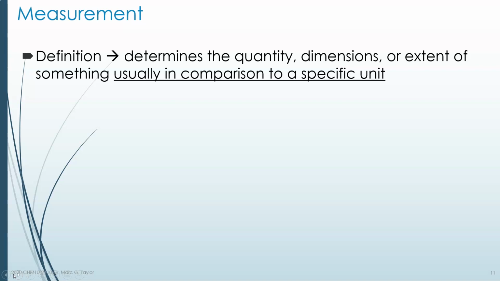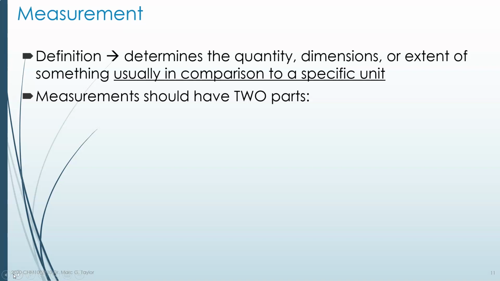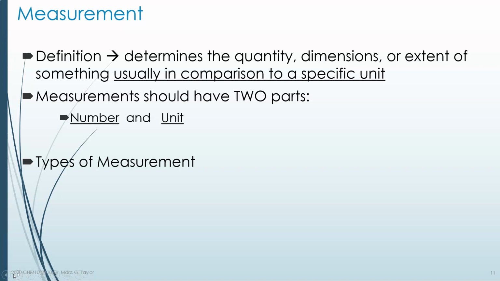Definition would be something that determines the quantity, dimensions, or extent of something, usually in comparison to a specific unit. And that means that the measurement should have two parts, a number and a unit. There are a few quantities that are measurements in science that have no units, but the vast majority have a unit.